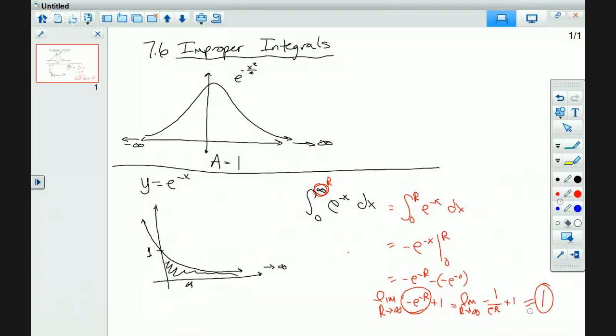But is it hard to deal with? No, it's not. You just recognize, oh, I have an infinite integrand limit. So I have to put r in, and then I take the limit as r approaches infinity at the end.